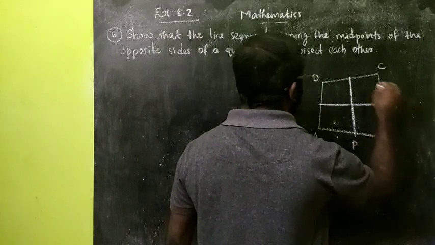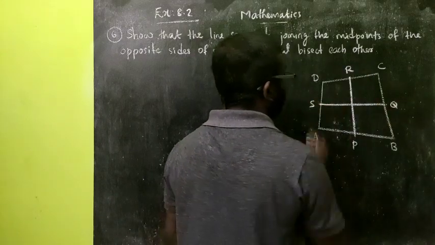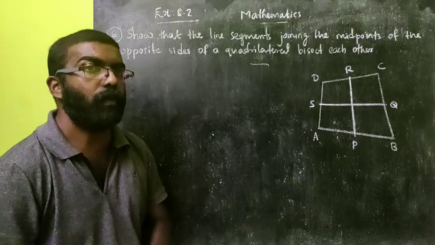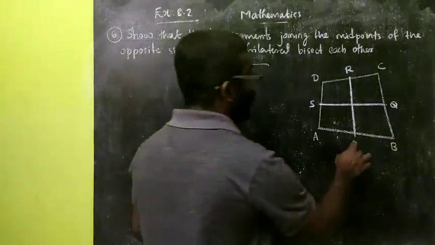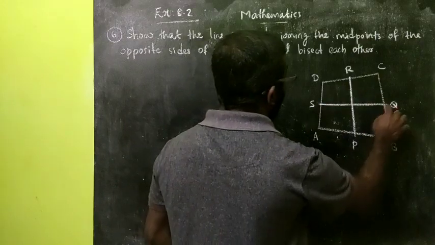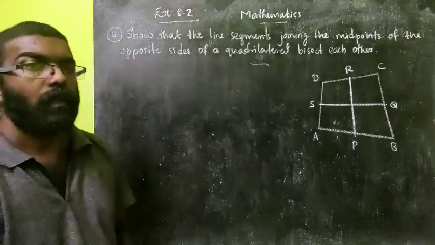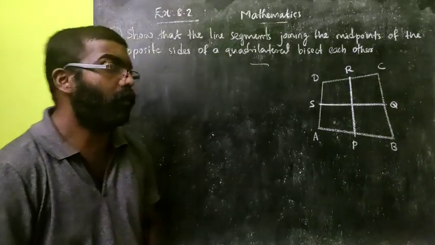P, Q, R and S. Here we have to prove these line segments bisect each other. That means PR and SQ bisect each other. So this can be proved in a very simple manner.